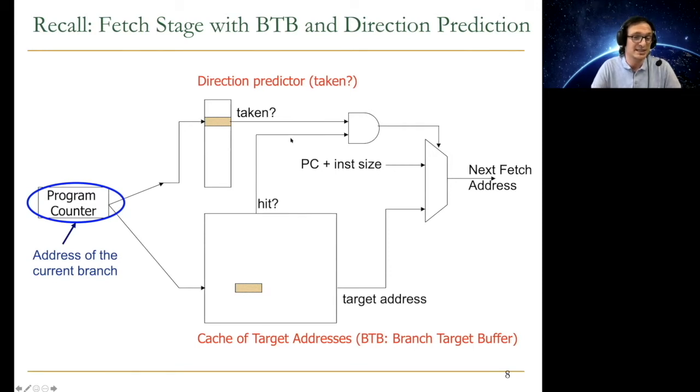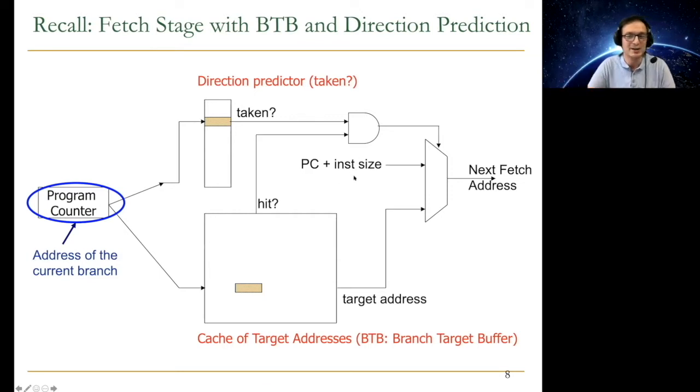If it's predicted not taken, then you should really fall through. Or if it's predicted taken and you don't have the target address in the BTB for whatever reason, then you actually fall through, meaning go to PC plus 4 in MIPS, PC plus instruction size in the general case. Okay, so you still need to have a calculator, or incrementer of the PC, by the instruction size over here.